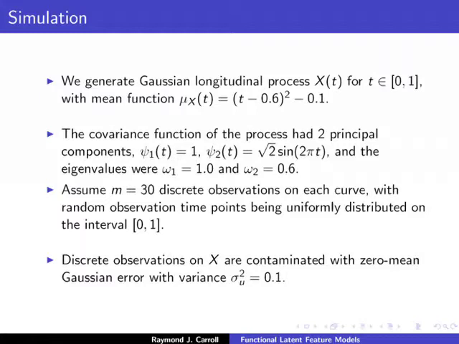I'm going to generate a Gaussian longitudinal process in x, which basically has a mean which is quadratic. The covariance function of the process has two principal components, psi1 and psi2. I've given the eigenvalues as 1 and 0.6. That's not really like my data; the 0.6 is pretty high. There are 30 observations on each curve, randomly generated on the unit interval, and then contaminated with zero mean noise with standard deviation 0.3, or variance 0.1.